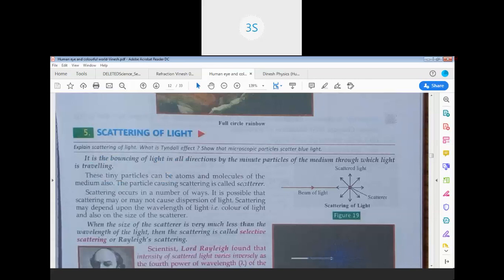So this is one more thing we have not discussed. Intensity is inversely proportional to the fourth power of wavelength. It is Rayleigh's law. Rayleigh is a scientist's name.